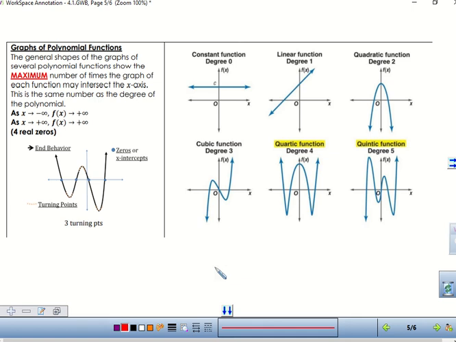So these are the parent functions for the first 6 types of polynomial functions. We have degree 0, degree 1, degree 2, degree 3, degree 4, and degree 5. So the general shapes of the graphs of several polynomial functions show that the maximum number of times the graph of each function may intersect the x-axis is the same number of times as the degree of the polynomial.